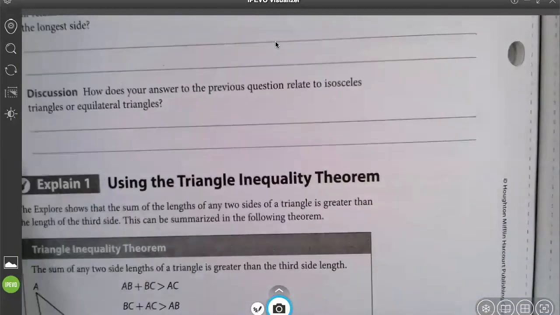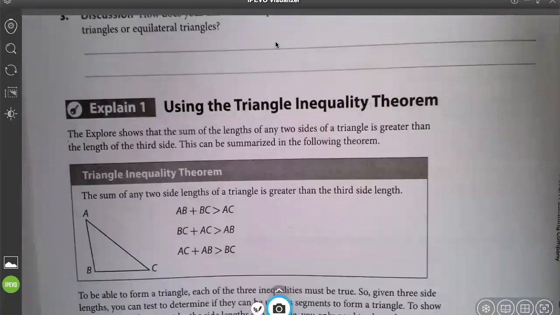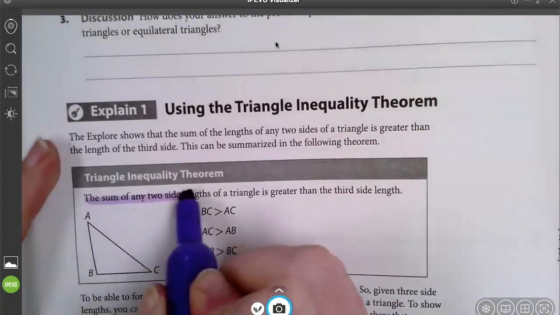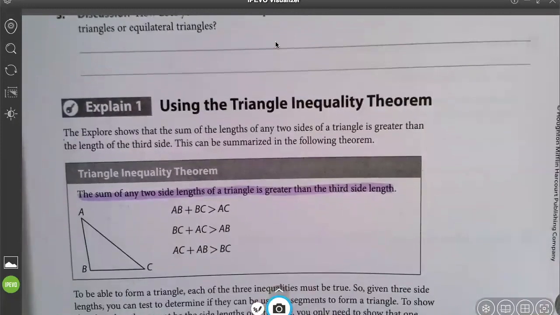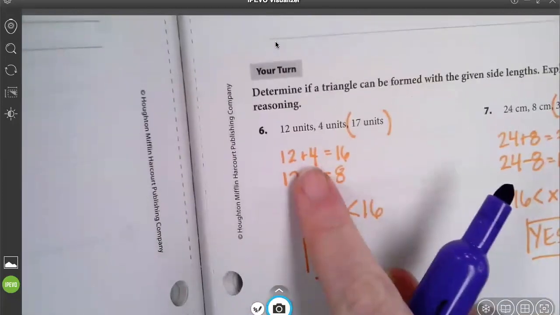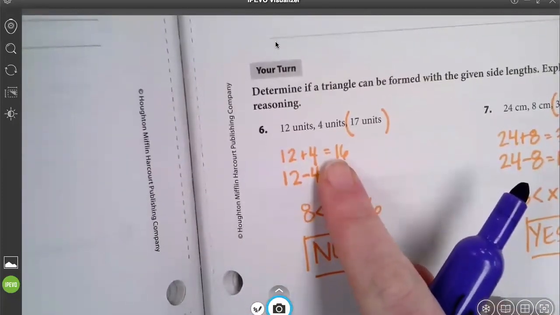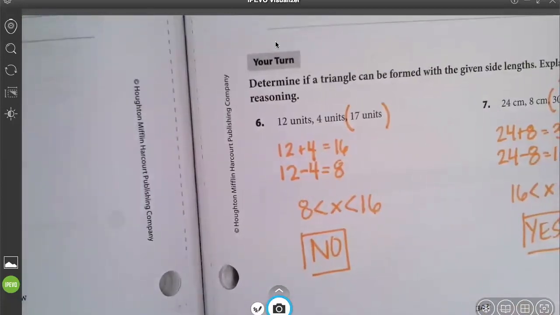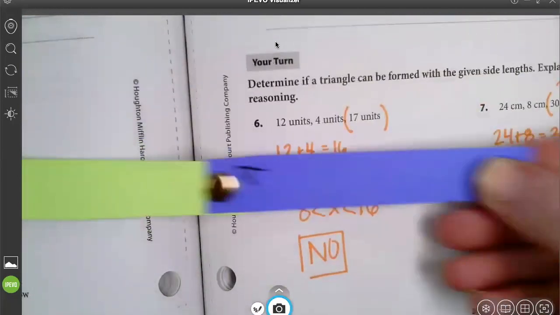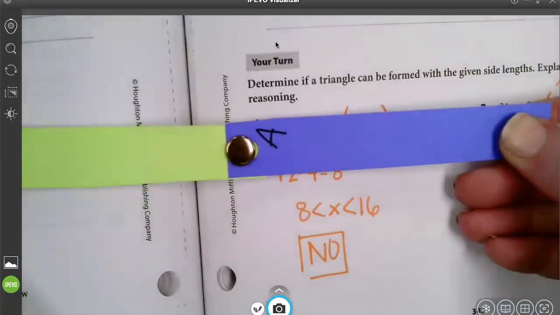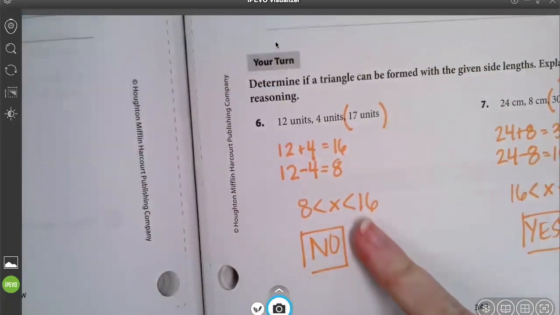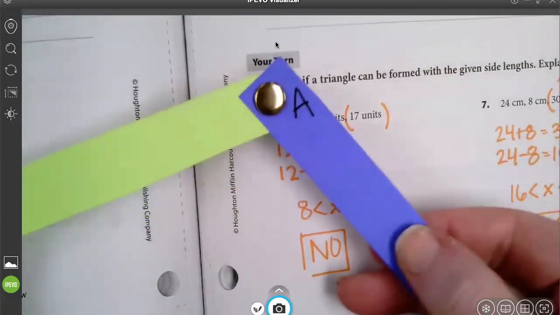So to kind of wrap up, we're back at the front of the chapter. The triangle inequality theorem says that the sum of any two side lengths of a triangle is greater than the third side length. And we've already seen that. When we added up 12 plus 4, we got 16. 16 is what's represented when your two sides are folded all the way out. From end to end, that is 16. So you would need something less than 16 in order for your triangle to fold up and make an angle up there.